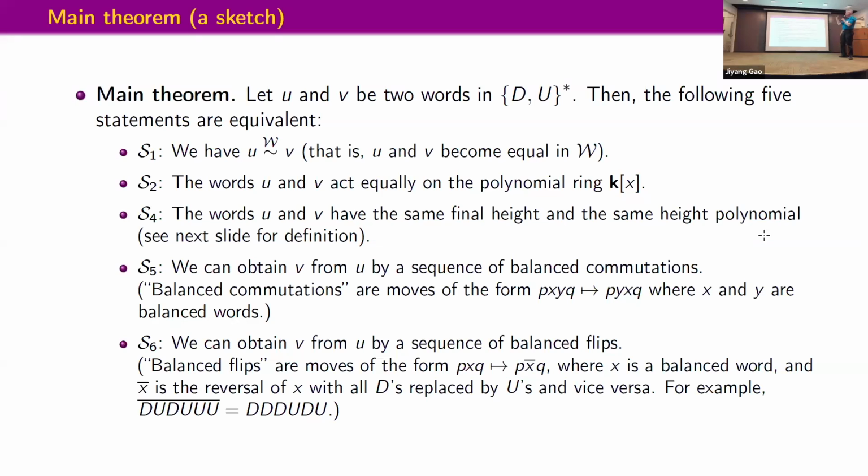All these things are equivalent: Weyl equivalence of words is the same as some of these things. Some of these were known, but some of these are new. And our main result is that you can do them by a sequence of balanced commutations where you switch balanced subwords x and y that are adjacent. There's another thing that you can do where you have balanced flips. What you're allowed to do is, in the center of the word, take some substring that's balanced, reverse the word and switch all the d's to u's and all the u's to d's. All of those equivalence relations generate the same thing.